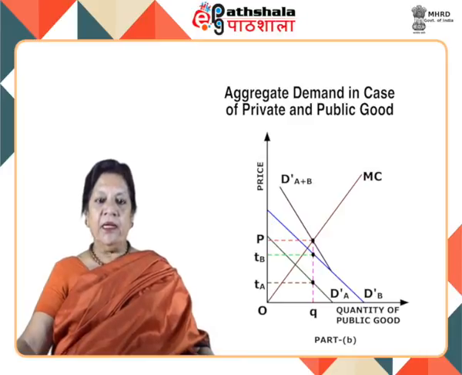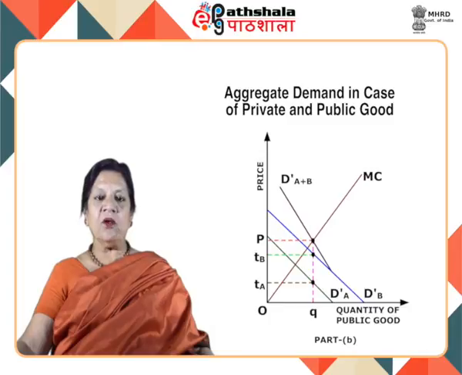Part B. Let D'A and D'B be the demands of individuals A and B respectively. MC is the marginal cost of production. Since the good is public, each individual can consume the same quantity. The aggregate demand curve in this case is found by adding the price that each individual is willing to pay for a given quantity of the good. Therefore, D'A+B is the aggregate demand curve for the public good. For quantity Q of the public good, TA is the price paid by A, TB is the price paid by B, and P is the price of the public good. The optimality condition in this case becomes MC is equal to MBA plus MBB.